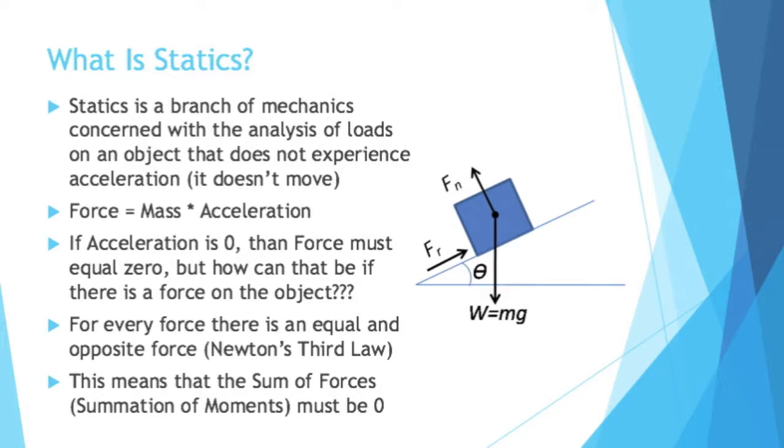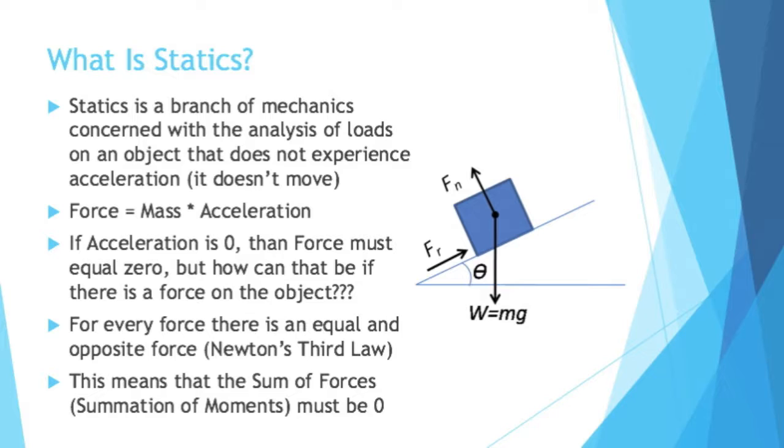Now, if an object isn't moving, the acceleration will be zero. Now, in order for the equation to work, and we know that the equation does work, force must also be zero. And if that's the case, how can there be any force on the object at all? That doesn't make any sense. Doesn't zero force mean that there's no force? Well, no, not at all actually.